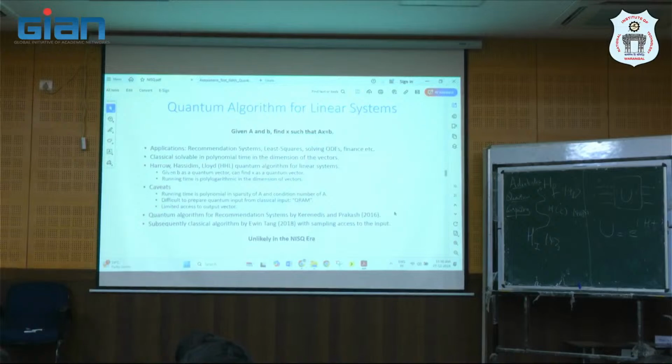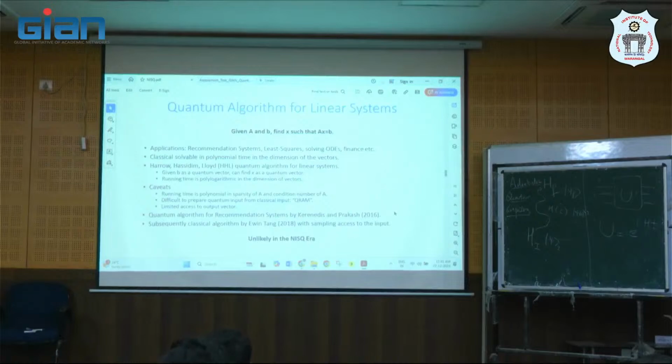Then what happened? These people, Harrow, Hassidim, Lloyd, HHL, came up with a quantum algorithm for solving linear systems. However, they claim that the running time is polylogarithmic in the dimension of the vector. Correct? In the regular classical case, it is polynomial in the dimension. In this case, they are claiming it is polylog in the dimension.